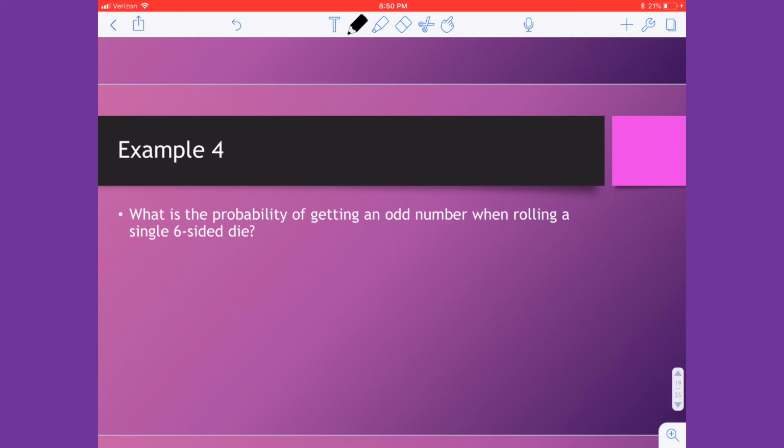When I look at my example, what is the probability of getting an odd number when rolling a 6-sided die? The options that I have are 1, 2, 3, 4, 5, and 6. And I'm finding the probability that I get an odd number. So that could be this value, or this value. That is 3 out of 6, which is 1/2.